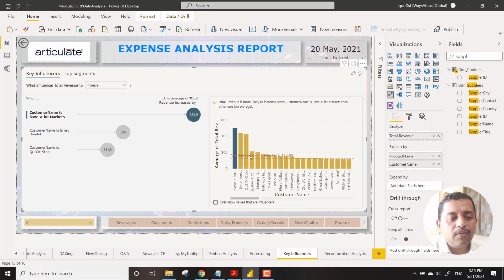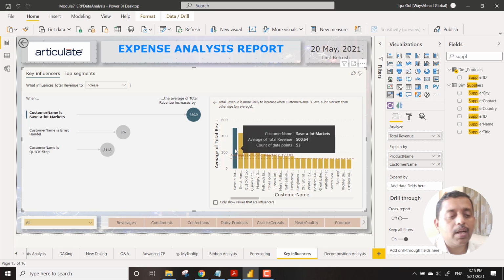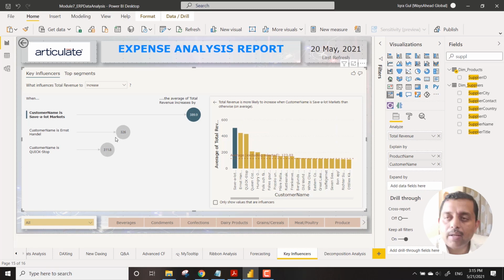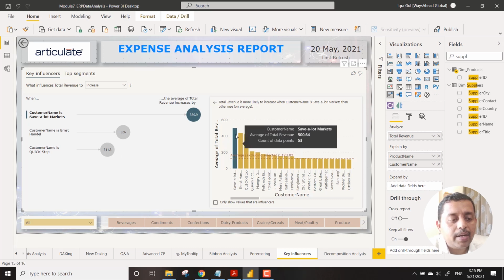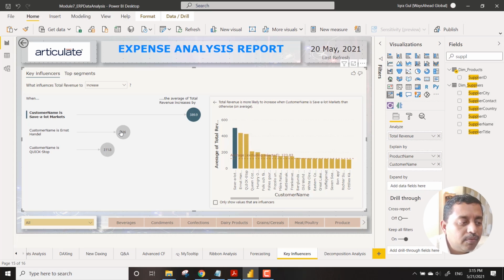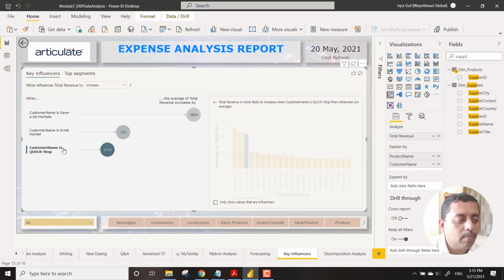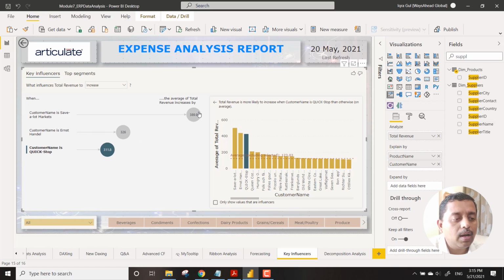If you notice over here, there is an average line, and it is picking up the major numbers which are above the average line, which are anomalies kind of thing, and putting them over here. So you can see 389. This is more than average, and this is the gap that it is talking about. Then if you talk about Ernst Handel, this is the data, and if you talk about Quick-Stop, this is the data. They are all in the range of 318, 80, 20, 29. And this number that you are seeing is the gap from this dotted line to this particular point.